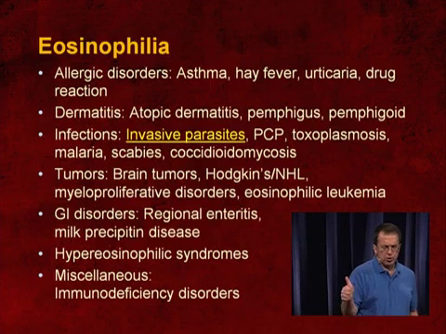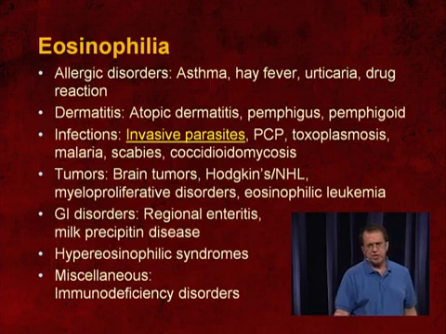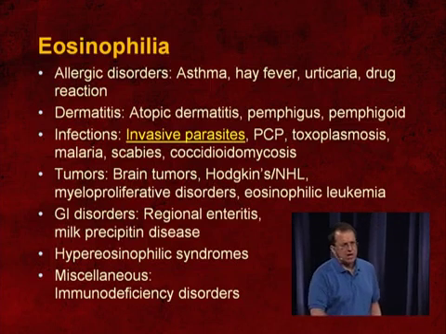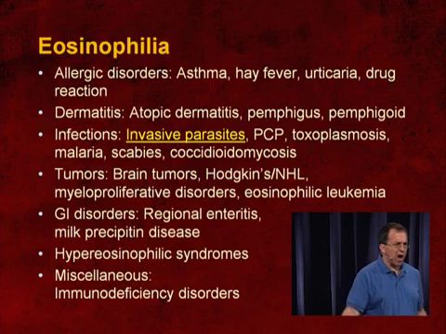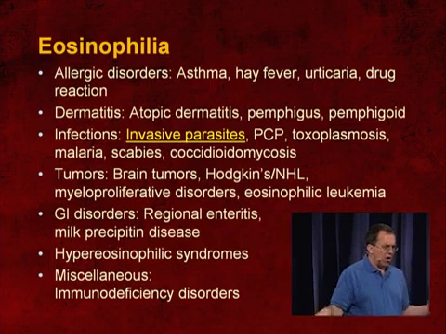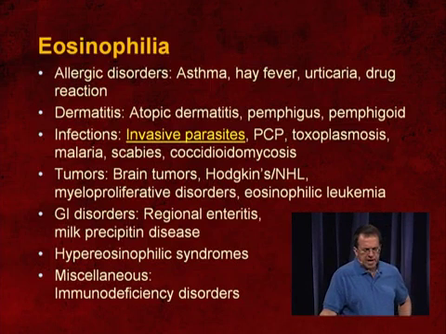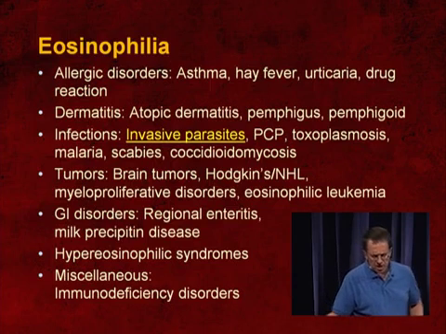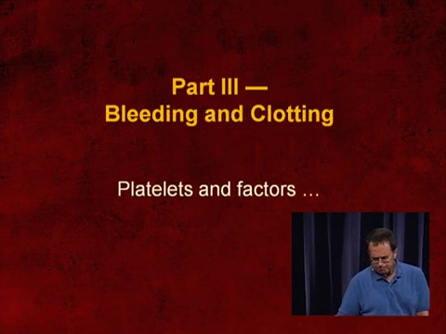But again, allergies, see them in dermatitis, infections. If there's one thing you're going to think of, it's parasites, but you can see them in some crazy kinds of cancer. You can see them in GI disorders, hypereosinophilic syndromes. Those are really bad. These things really want to help you make clots. They can give you all kinds of pulmonary problems, and you can see them in some miscellaneous immunodeficiencies.